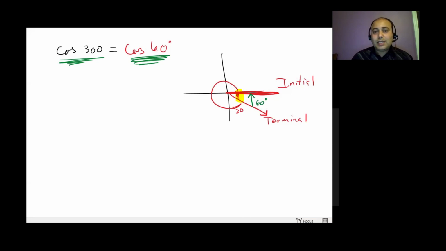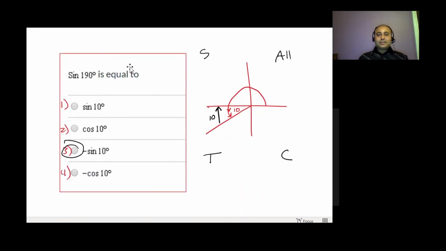All right, now don't forget the next step: All Students Take Calc. Cosine in this case is positive, here tangent is positive, here everything is positive. So since I am in the fourth quadrant, that means cosine is positive, and I got positive cosine 60. All right, let's move on to the next one.